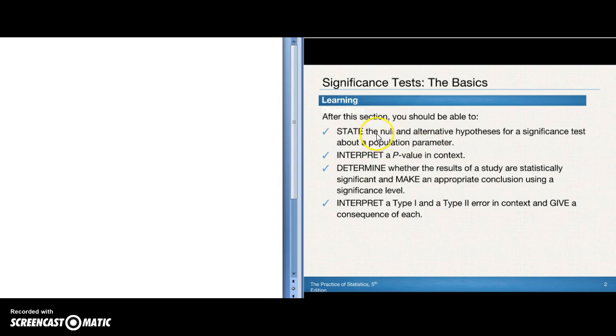We're going to look at what it means to state a null and alternative hypothesis or hypotheses, similar to what you've done in science class where you state hypotheses for the scientific method. We're going to interpret something called a p-value. We're going to determine whether results of a study are statistically significant and how to make a conclusion. And then we're going to interpret some types of errors that you can have when you draw conclusions and decide if things are statistically significant.